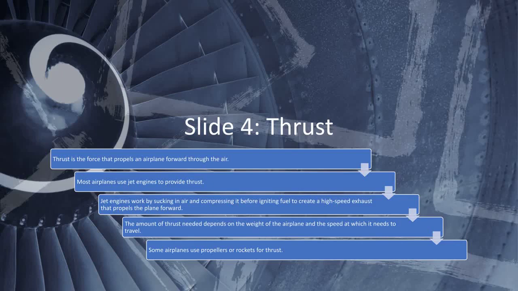Now, let's talk about thrust. Thrust is the force that propels an airplane forward through the air. Most airplanes use jet engines to provide thrust. Jet engines work by sucking in air and compressing it before igniting fuel to create a high-speed exhaust that propels the plane forward. The amount of thrust needed depends on the weight of the airplane and the speed at which it needs to travel. Some airplanes use propellers or rockets for thrust.